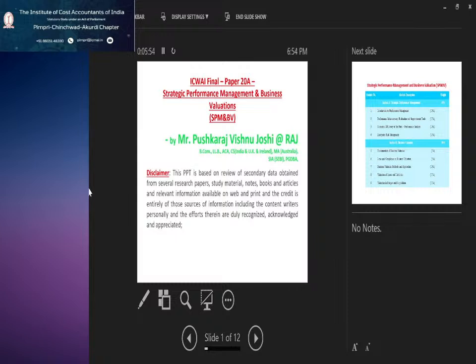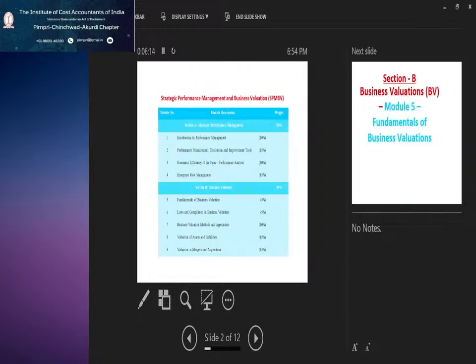Perfect. So, hello students. We'll start with paper 20A, which is about strategic performance management and business valuations. In the last session, we finished the first 4 modules, that is almost 50% of the weightage portion has been done.